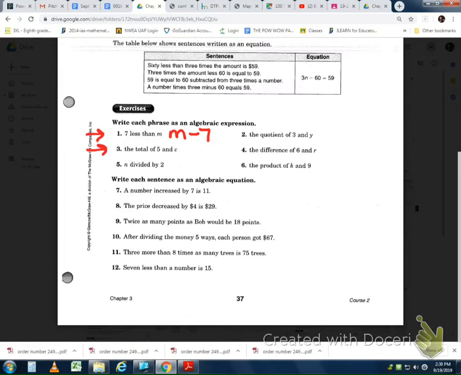Number 3, the total of 5 and c. The total of 5 and c, Natalie? 5 plus c.